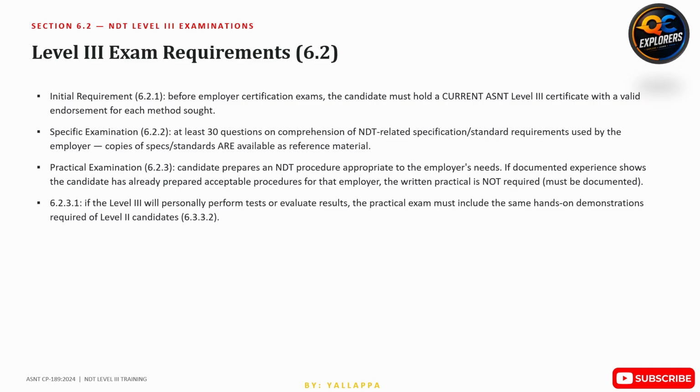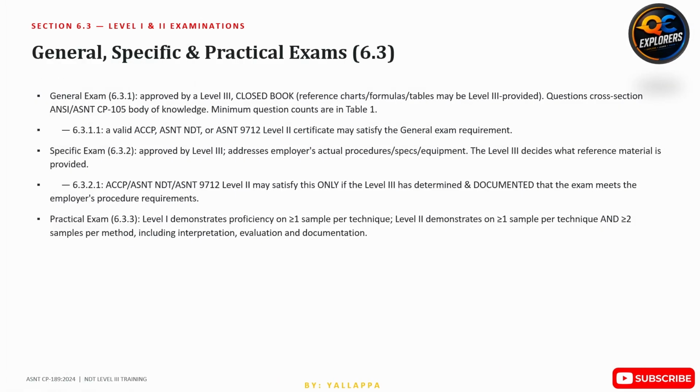The next requirement is the specific examination. Unlike the general examination taken during the ASNT certification process, the employer's specific examination focuses on the organization's own technical environment. According to Section 6.2.2, the examination must contain at least 30 questions that evaluate the candidate's understanding of the NDT-related specifications, codes, standards, and procedures used by that employer. An important point highlighted on the slide is that copies of the applicable specifications and standards are available as reference material during this examination.